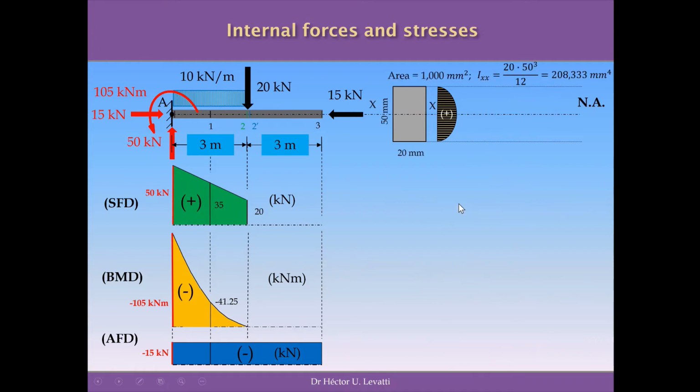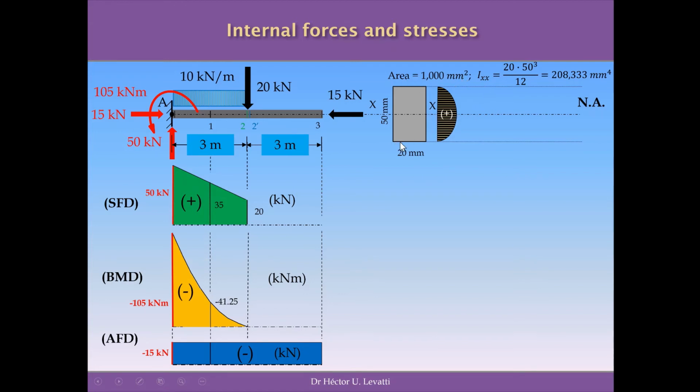So in order to study the stresses, we need to define first the shape of the cross section. In this case, it's a rectangle, and we need to calculate the area, and we need to calculate the moment of inertia regarding the axis X, because this is the axis against which the cross section will rotate because of the bending of this beam. So the area of this cross section, which is 20 millimeters width and 50 millimeters height, is equal to 1000 millimeters square.